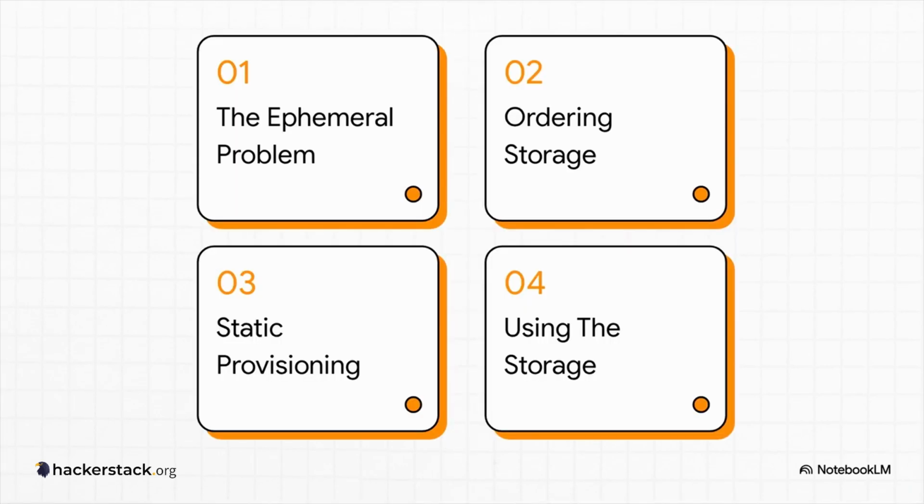So here's our game plan. First, we're going to quickly pin down the problem. Then, we'll use a really simple analogy, ordering a pizza, to understand how Kubernetes solves this. We'll also touch on the more manual way of doing things, and then finally, we'll see how a pod actually gets to use the storage we've set up.